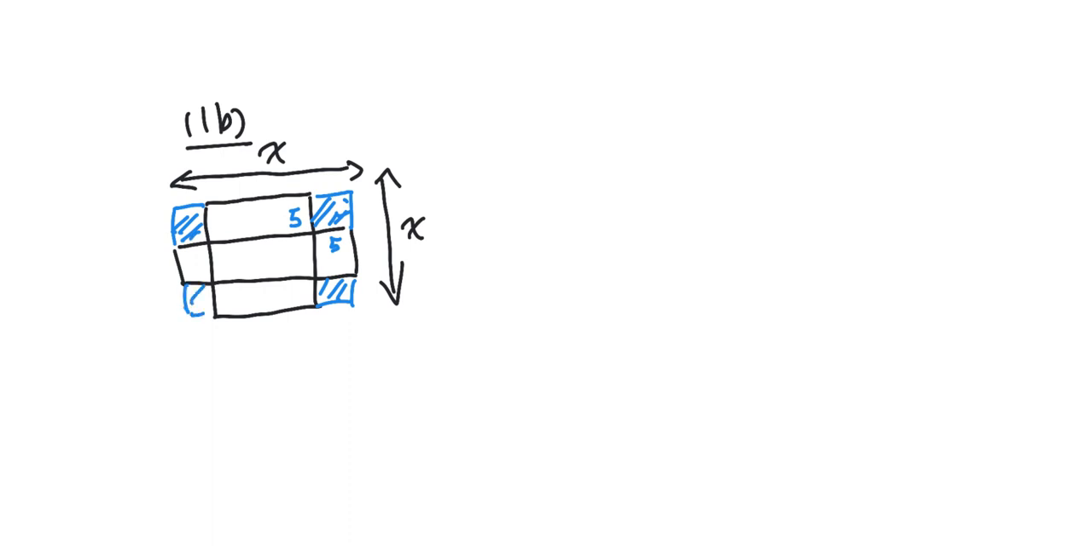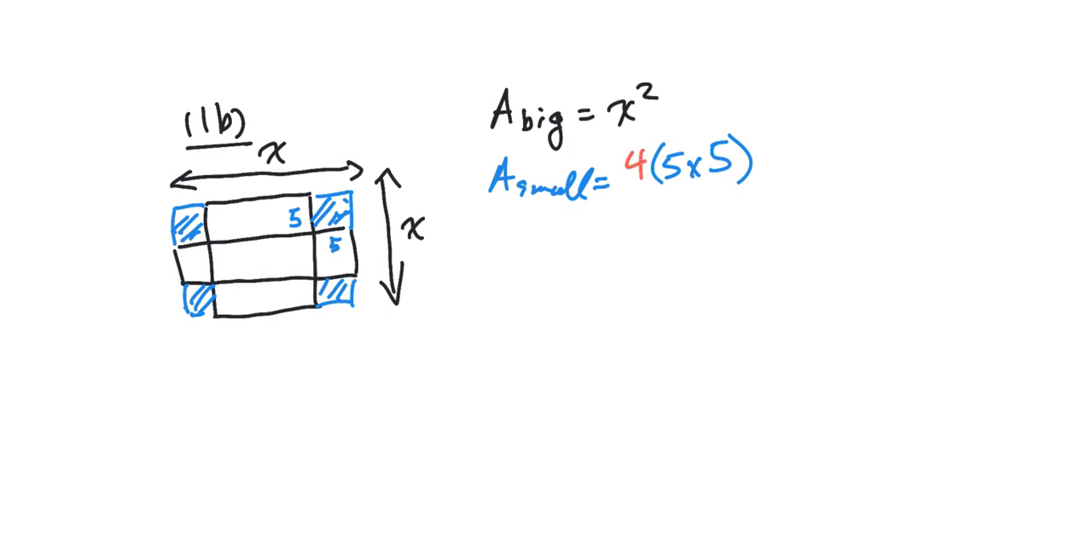And then what we would do is we'd go and take off those 4 blue boxes, right? So imagine I want to figure out the big box, A big. So A big is just going to be x squared, right? X times x, right? But then the small area is going to be, well, 5 times 5. But you got to remember, here is the kicker. There are 4 little corners that we're going to chop out in order to make our little box. So we're going to times that by 4. So 4 times 25 gives us a total of 100, doesn't it?